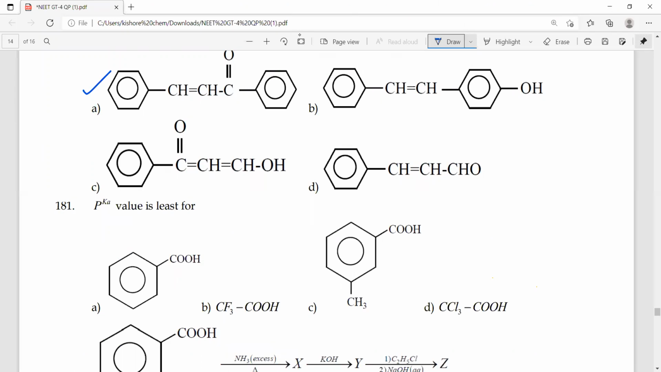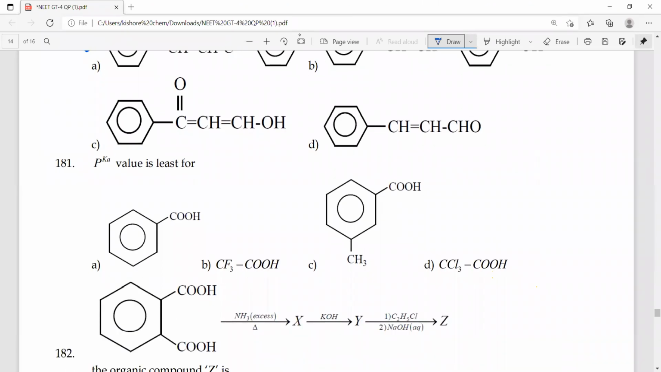Next one, 181. The pKa value is highest for which of the following compounds? The pKa value is higher for the one which contains more electron withdrawing groups. CF3 contains more, so that's why it is more. We discussed this many times previously.